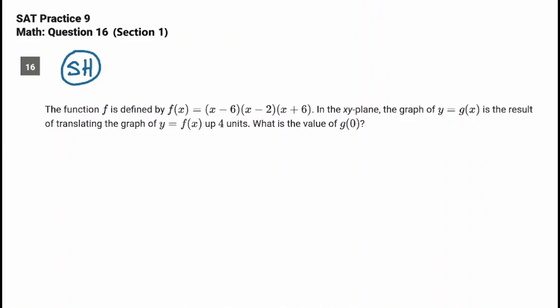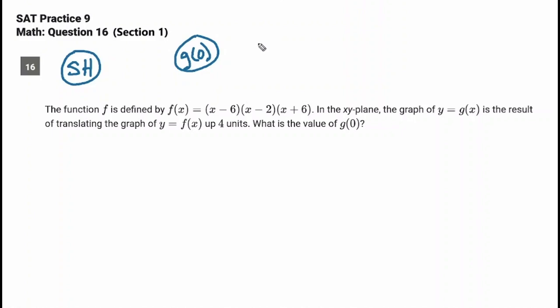The function f is defined by f of x equals x minus 6 times x minus 2 times x plus 6. In the xy plane, the graph of y equals g of x is the result of translating the graph of y equals f of x up 4 units. What's the value of g of 0? So g of 0 is the question. We'll write it down and circle it.